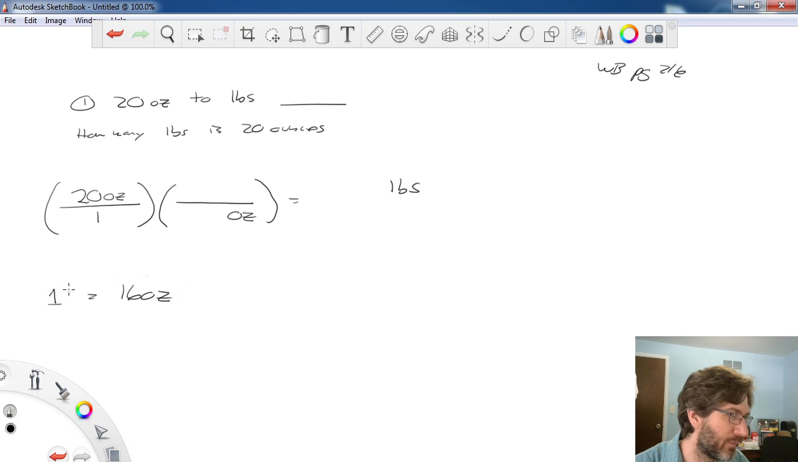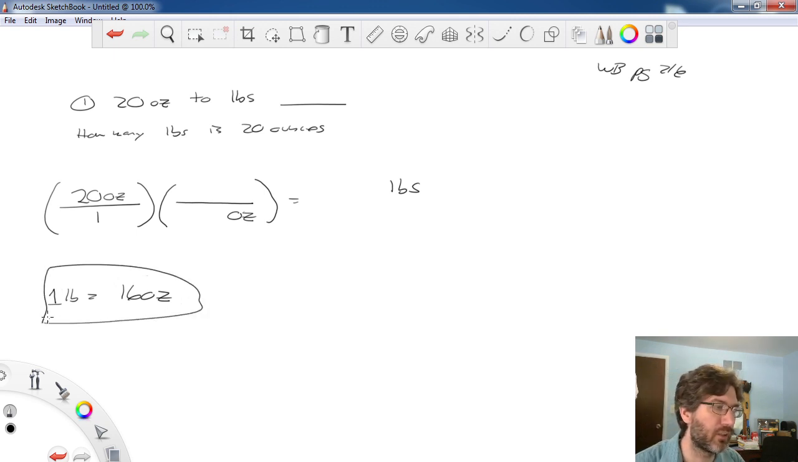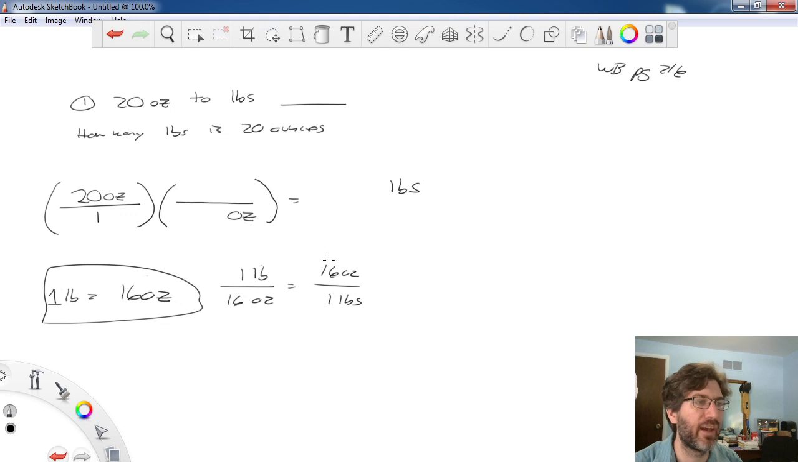Do it this way. 1 pound is equal to 16 ounces. So this here is my conversion ratio. Now the question is, is it going to be 1 pound to 16 ounces, or is it going to be 16 ounces to 1 pound? That's the question you need to ask. And if you followed your units, you already know that ounces has to be on the bottom, so it has to be this one here, which has ounces on the bottom.